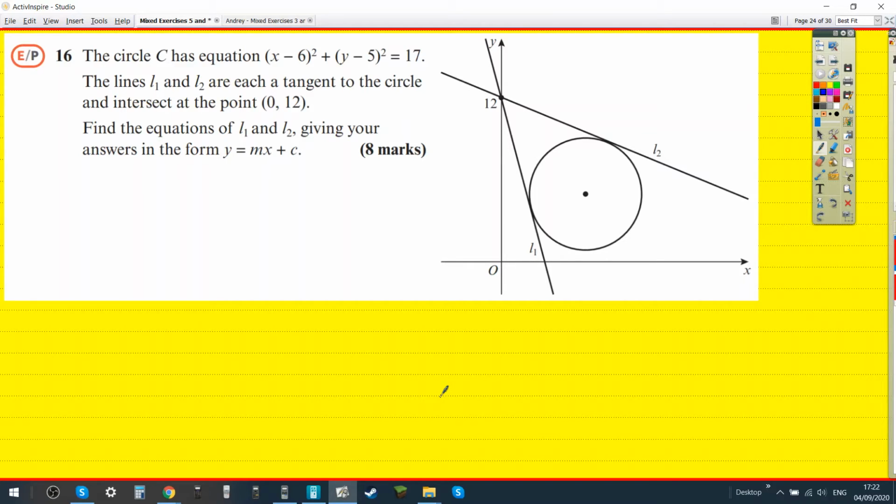Okay, fine. So do I need to work out the center and the radius of the circle, if that's relevant? Might be. So I know that the center is 6, 5. The radius is root 17. Okay.